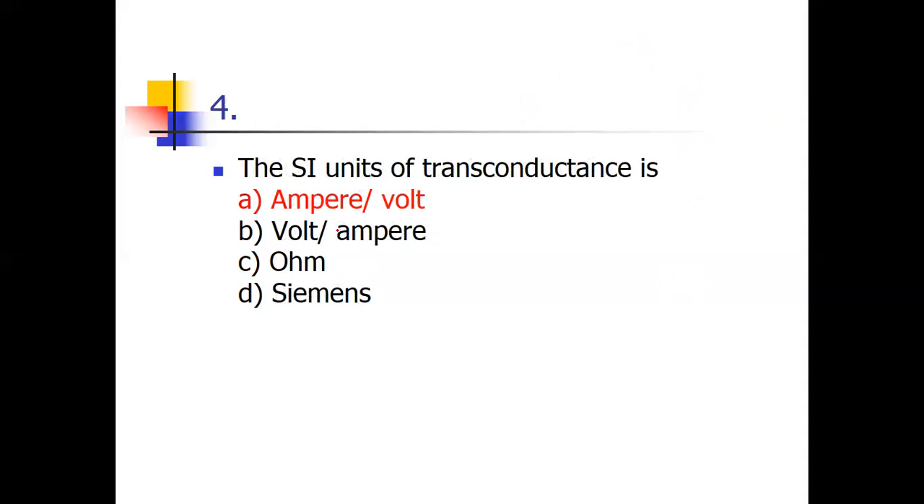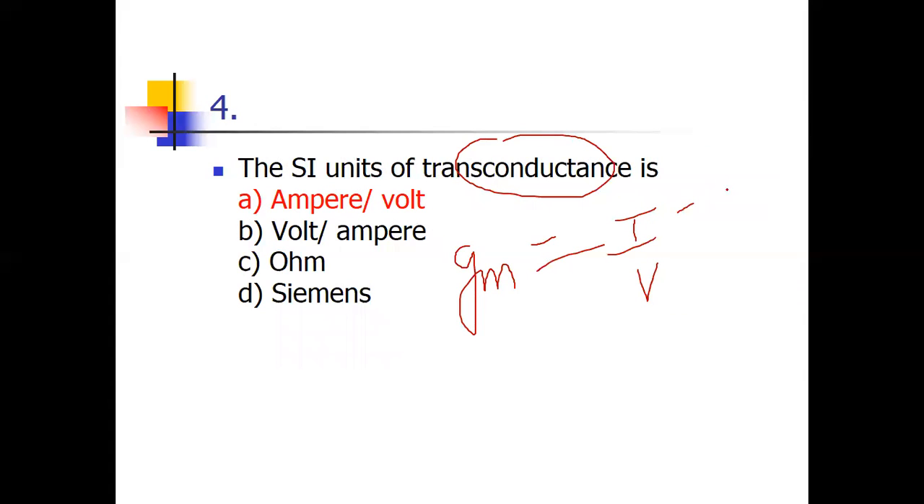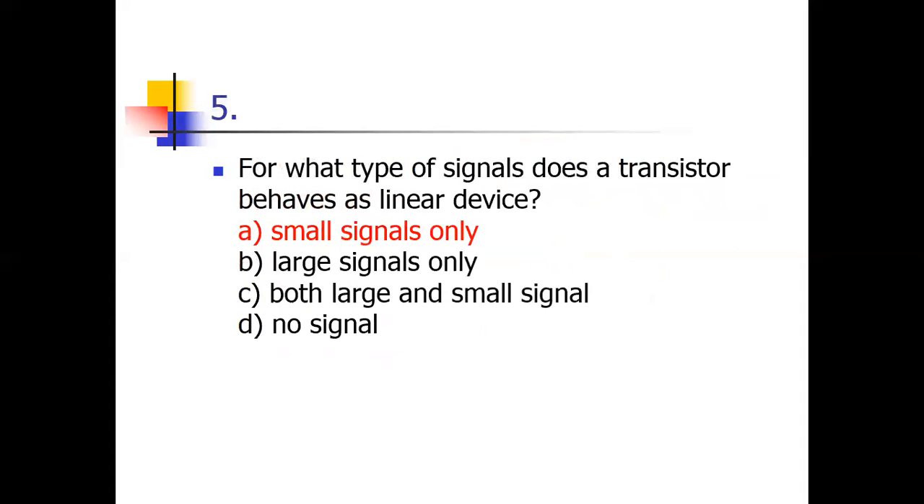What is the SI unit of transconductance? You know what is transconductance? Transconductance is I by V. What is the unit of I? It is ampere. What is the unit of V? It is volt. So the SI unit of transconductance is ampere per volt.